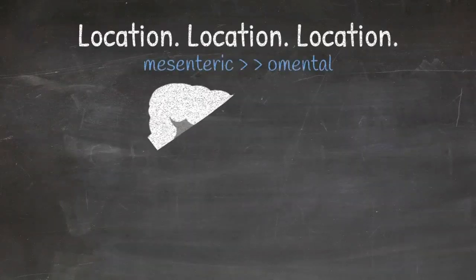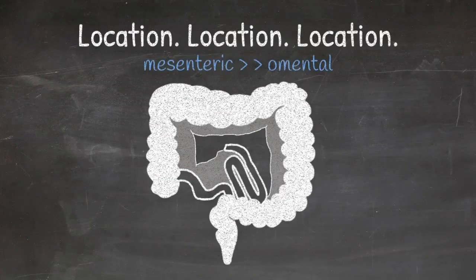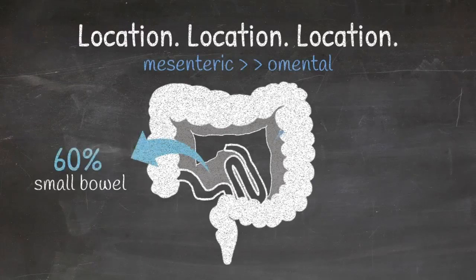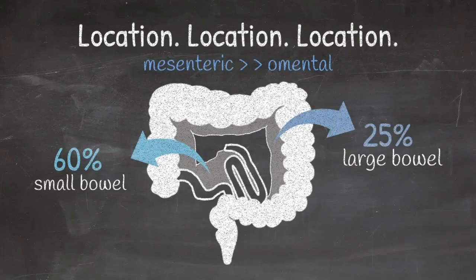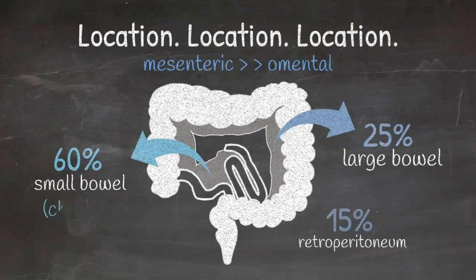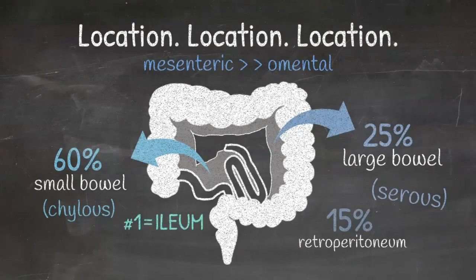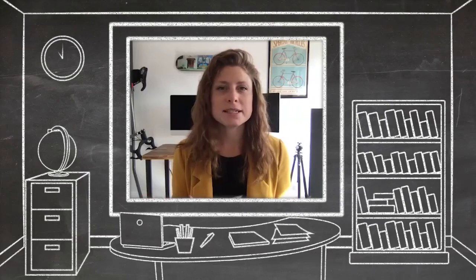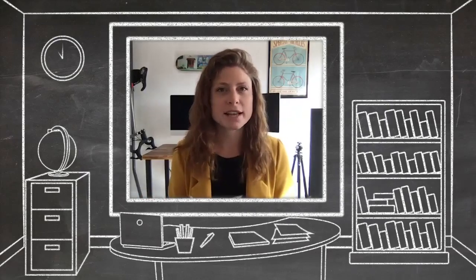Mesenteric cysts are more common than omental cysts, so you'll see them more frequently. About 60% of them are in the small bowel mesentery, about 25% are in the large bowel mesentery, and the remaining percentage of cysts are found in the retroperitoneum. The ones in the small bowel mesentery are more often chylous in nature, whereas the large bowel and retroperitoneal cysts may be more likely to be serous. You can have them anywhere from the duodenum all the way through to the rectum, but they're more common in the ileal mesentery. How would a mesenteric or omental cyst typically present?